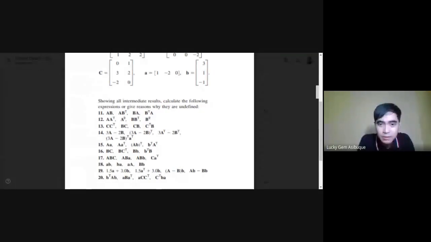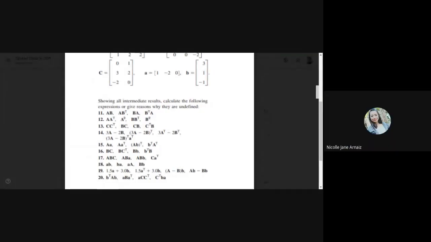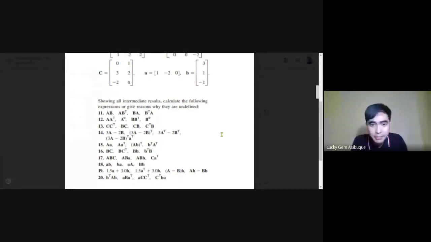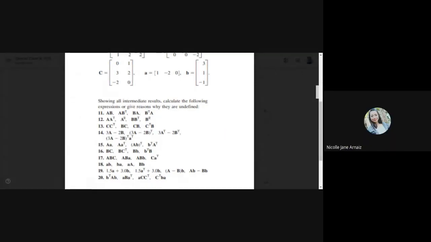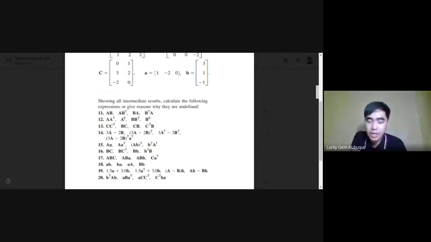Tanong na. Paano po yung may mga kasamang number? Saan yung may kasamang number? Ayun, pag may kasamang number, imumultiply mo lang siya ng number na yun. Halimbawa, 3A. Ibig sabihin lang, imumultiply mo yung kada element ng number 3. Kada isa yun imumultiply mo ng 3. Bago ka mag-perform ng sumunod na operation.